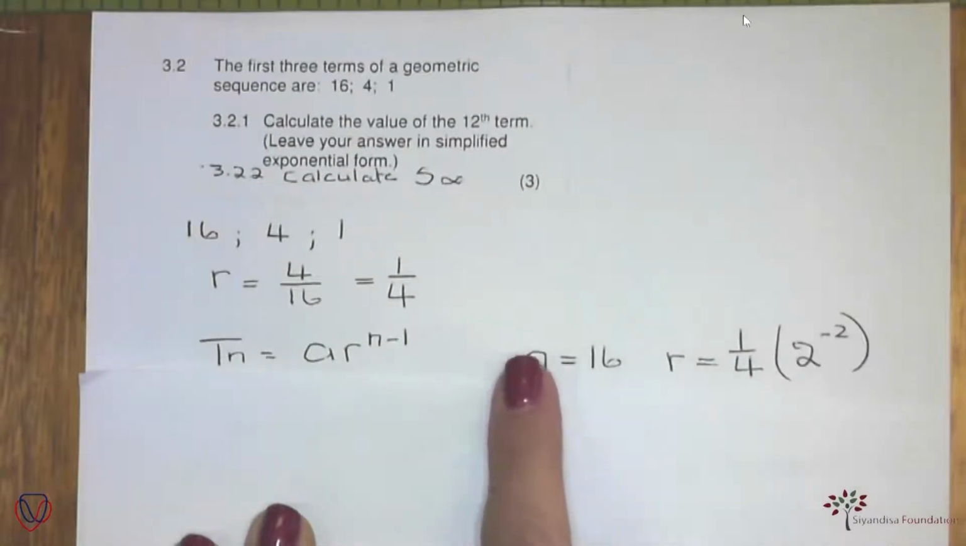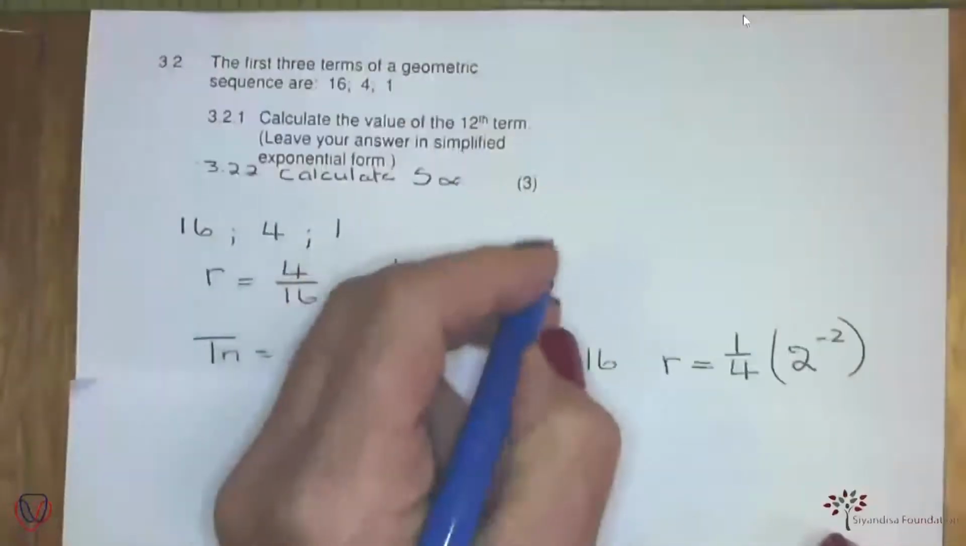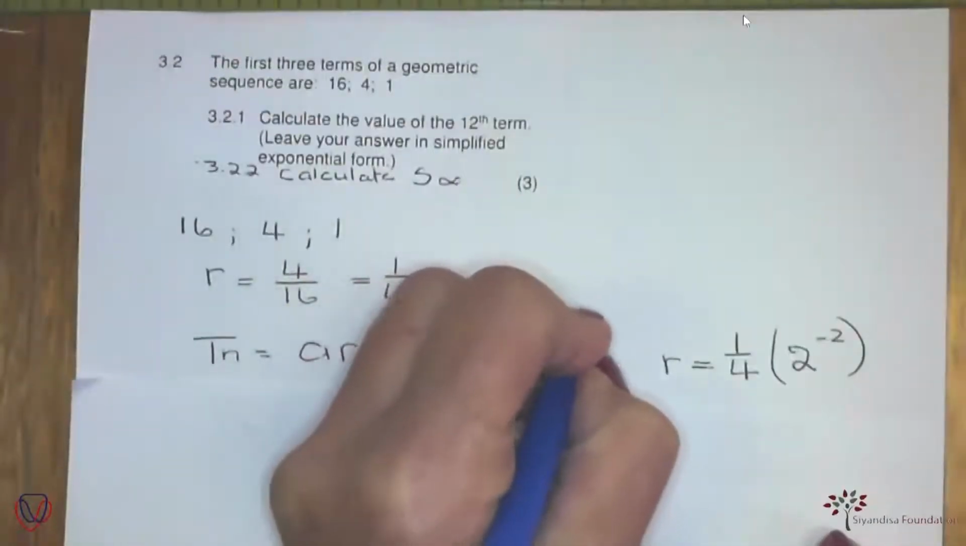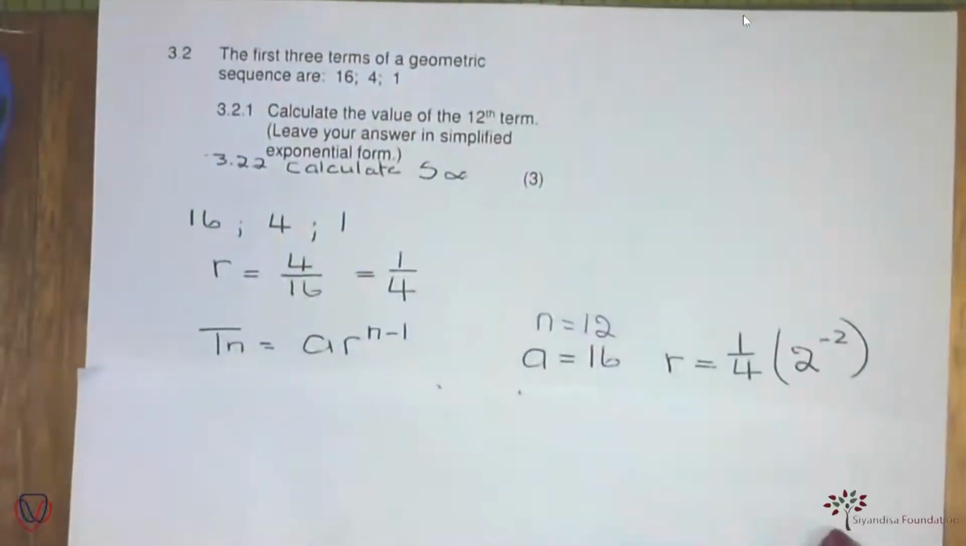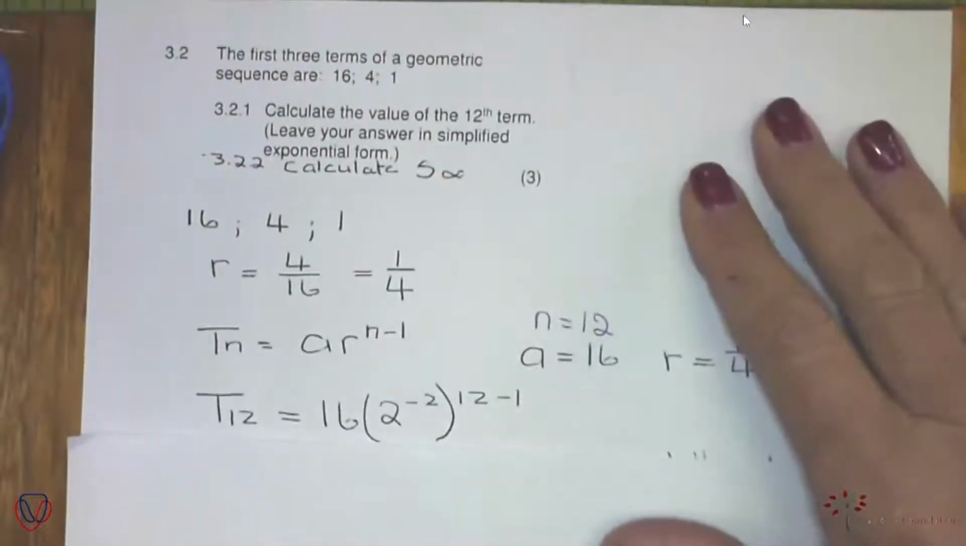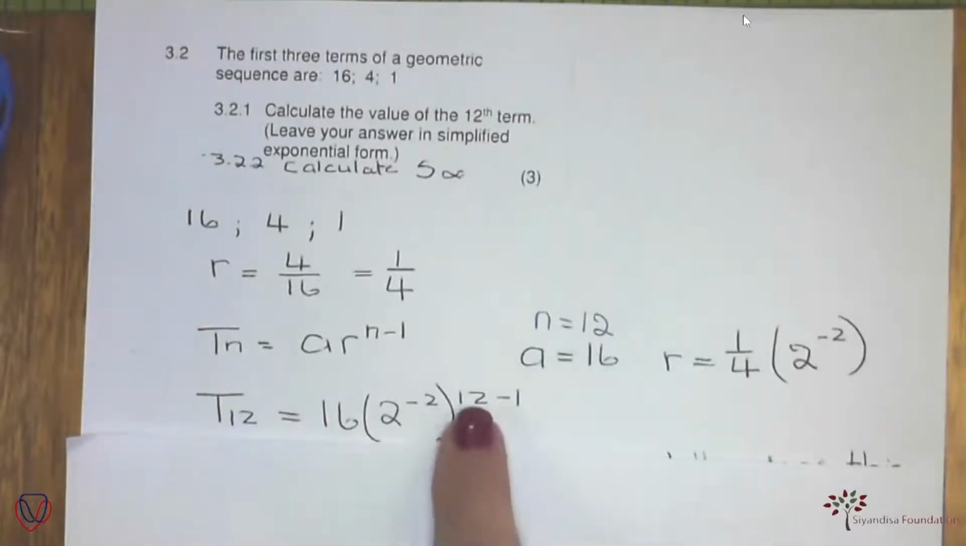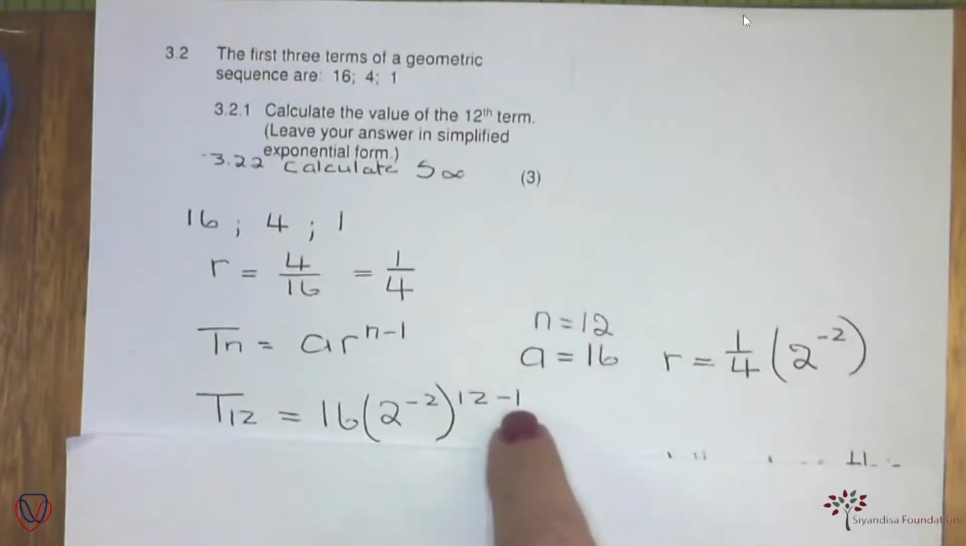See, people, you write down what you have. And you ask yourself, what do I not have? I've got N also. So there I could have written N also. N is 12. If you have everything that was given right next to you, it's much easier to substitute into your equation there. So A is going to be 16. R is going to be 2 to the power negative 2 or 1 over 4. And your N minus 1 will be 12 minus 1.